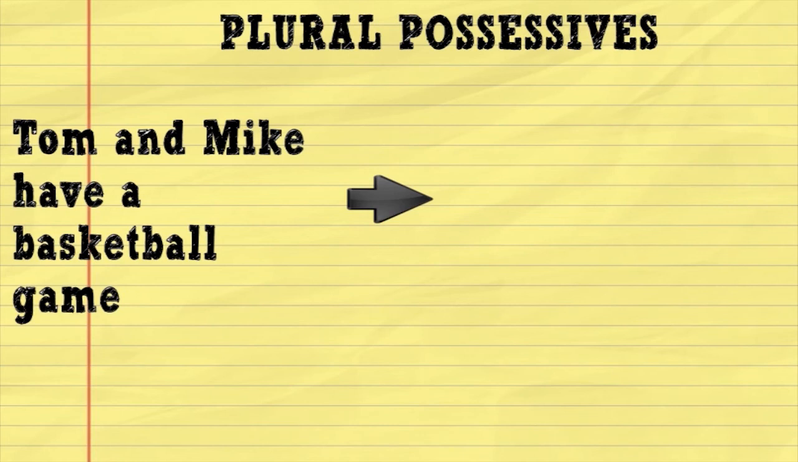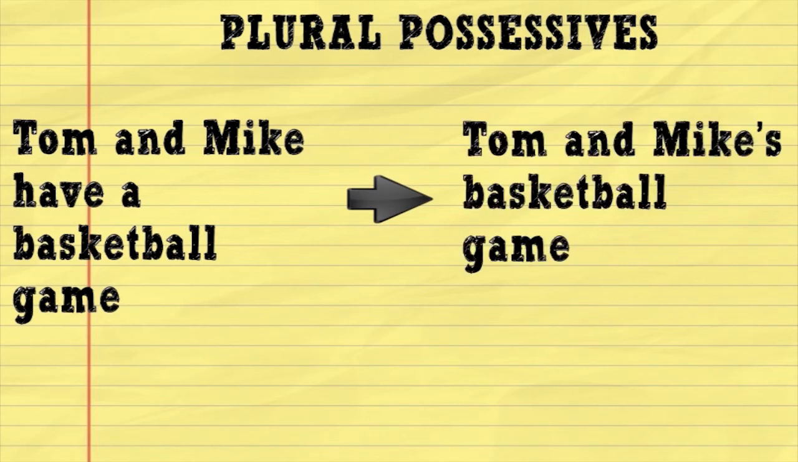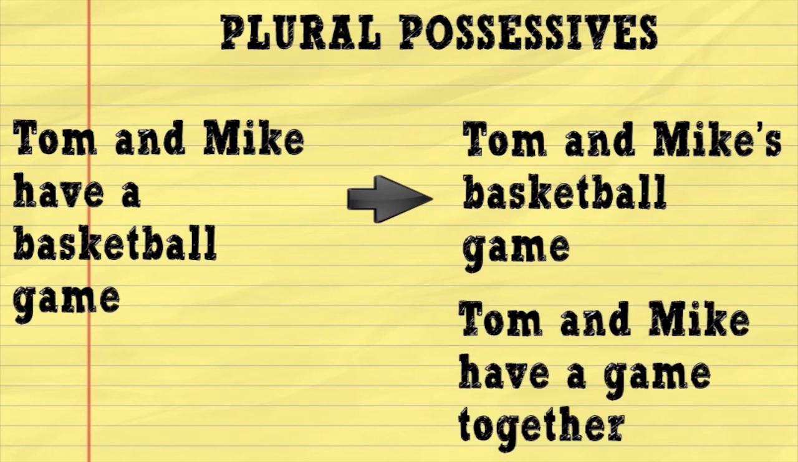And here's a little area of the possessives that's kind of strange. Think of two guys, Tom and Mike, and they're playing in a basketball game together. That means there's one game and they're both playing in it. And we would just say Tom and Mike's basketball game. That means they have a game together.